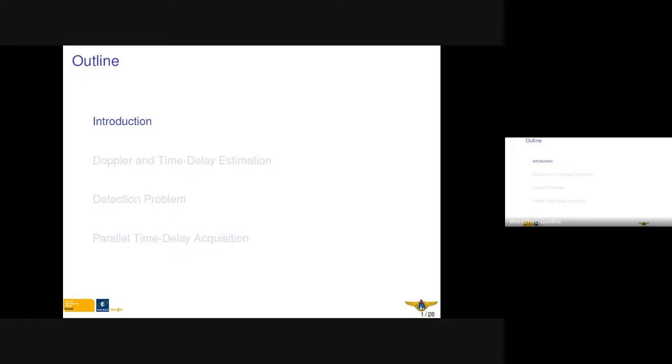And in the end, we will look at a basic methodology how to perform parallel time delay acquisition. We only look at one method here as an example. There's many different approaches how this can be done.